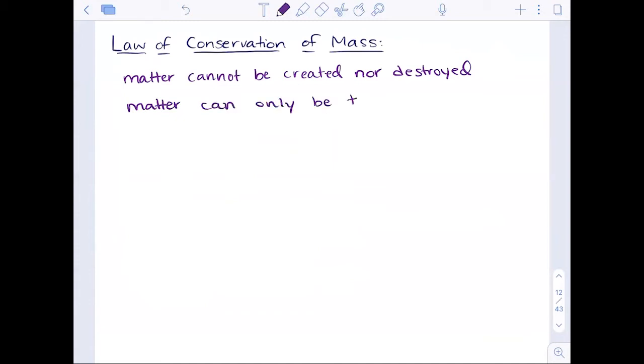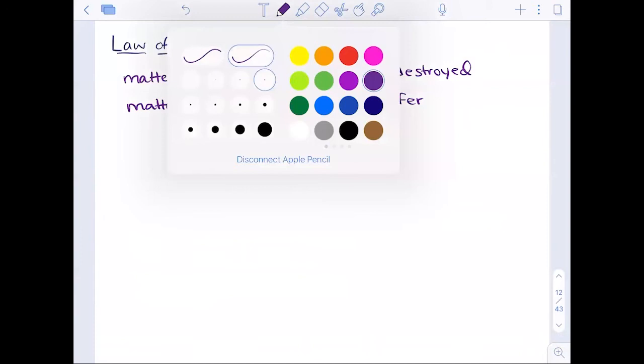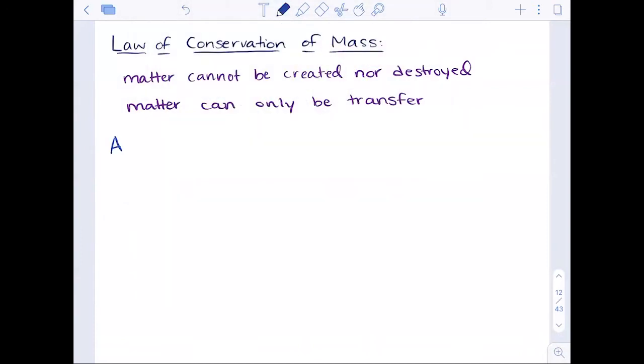What this means is that I can't go into the lab and expect to create matter out of thin air, right? I take some reactants, I can transfer them to different molecules that are my products. But in order to satisfy the law of conservation of mass, I have what we call a balanced equation. Now, Antoine Lavoisier, who is one of my absolute favorite chemists, I'll tell you why in just a second.